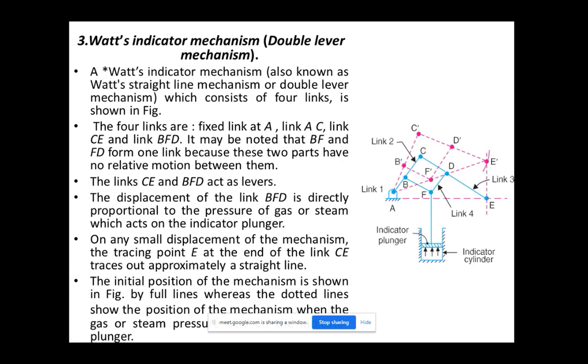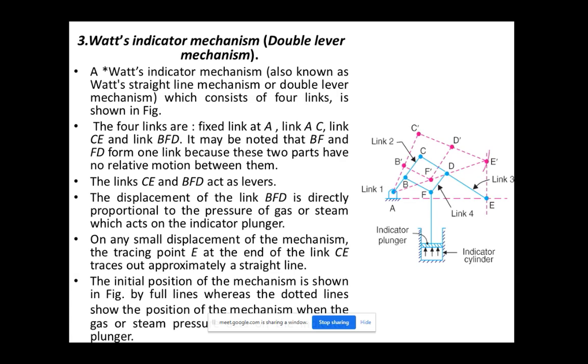And when this path is there, this cylinder is going to oscillate from this position, from F to F dash. Automatically this will be the straight line distance, from E to E dash, it will be a type of straight line that is observed. Okay, so in this case all the links are noted in the figure there, and the displacement of the link BFD is directly proportional to the pressure of the gas or steam which acts on the indicator plunger. So on any small displacement of the mechanism, the tracing point E at the end of the link CE traces out approximately a straight line. You can see E to E dash, there is a straight line.